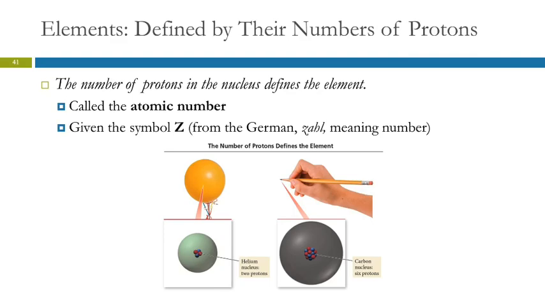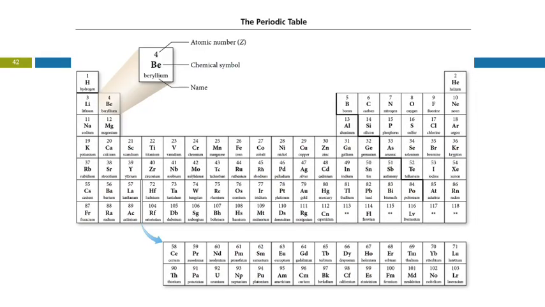The atomic numbers for the elements are listed on the periodic table. Here's a nice one on the screen. We also have one always on display on the wall. So there's a lot of information in this periodic table, and we'll learn about it bit by bit.